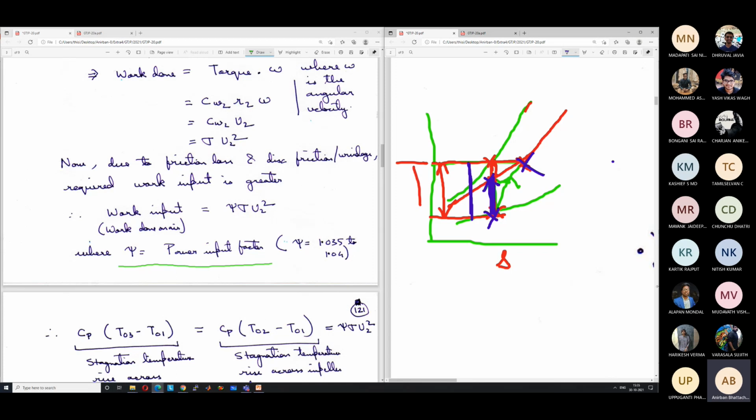Now this 02 that I am calling is actually 03 when we go into the details of the compressor, because 03 is now the outlet point from the compressor and 01 is the inlet. 02 is just in between the impeller and diffuser.